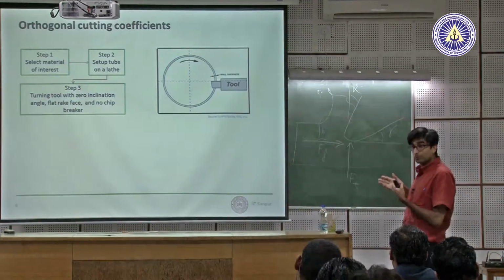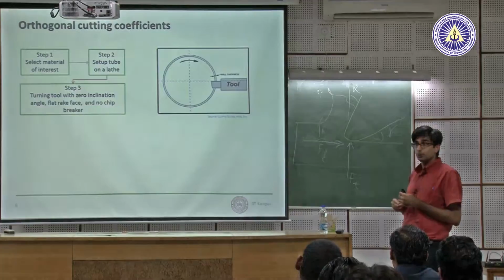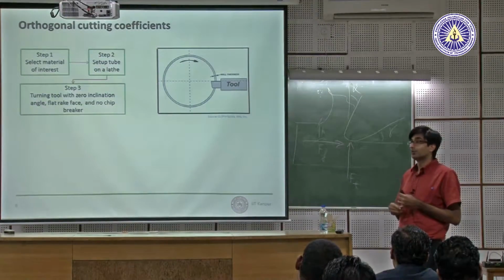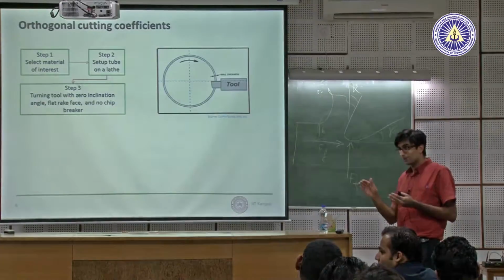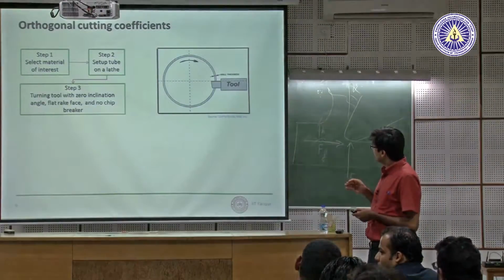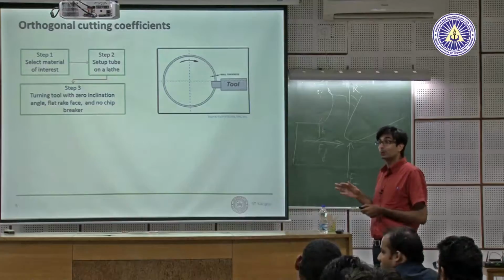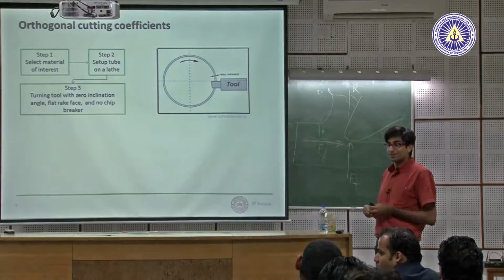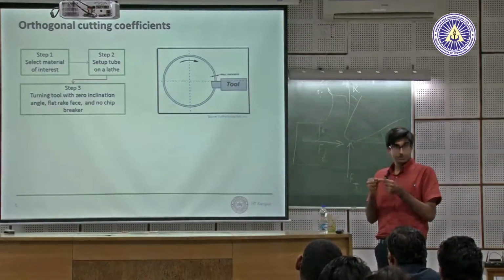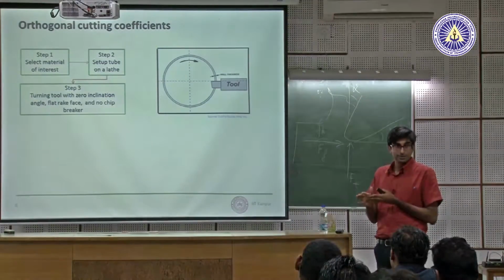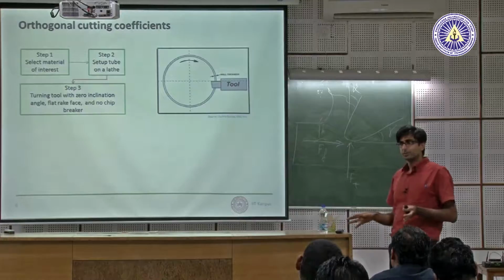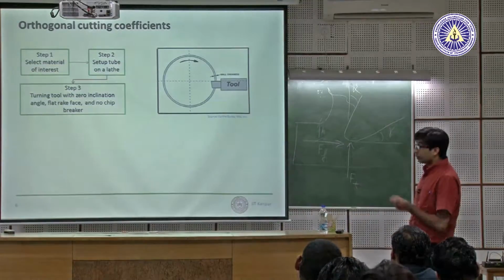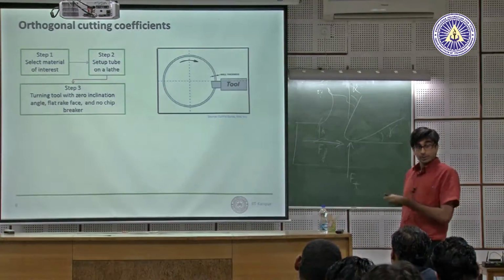So you'll probably have to grind these tools specially, because you can't buy them any longer. Can you? Do metal people make tools with no chip breaker, or for that matter, a flat rake face or no inclination angle? No, right? You need to buy carbide inserts and then grind them off, and put them on a cutting tool and then prepare this setup. Very difficult to do. But you can, if you can instrument it and set all this up.